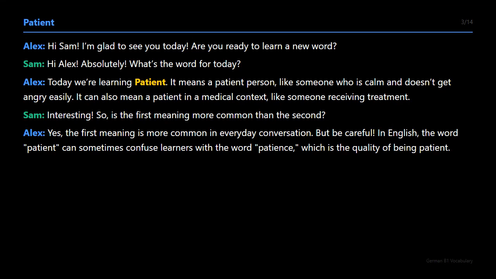Today we're learning Patient. It means a patient person, like someone who is calm and doesn't get angry easily. It can also mean a patient in a medical context, like someone receiving treatment.